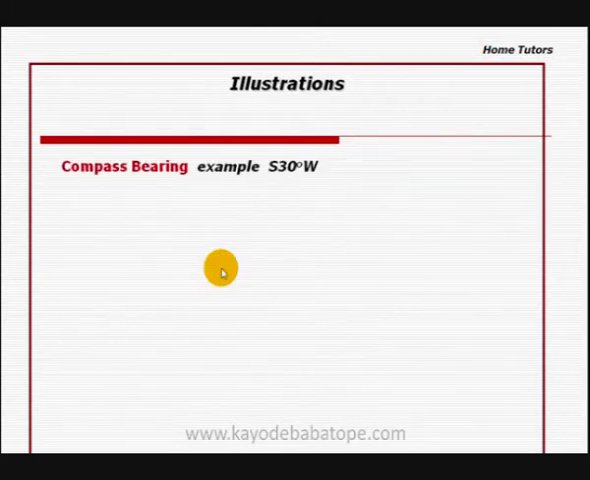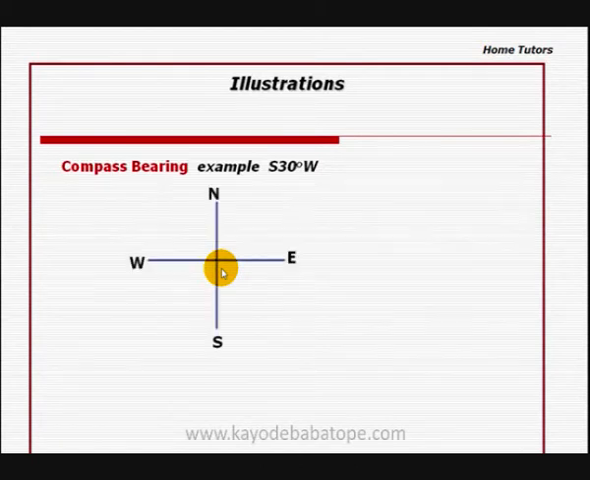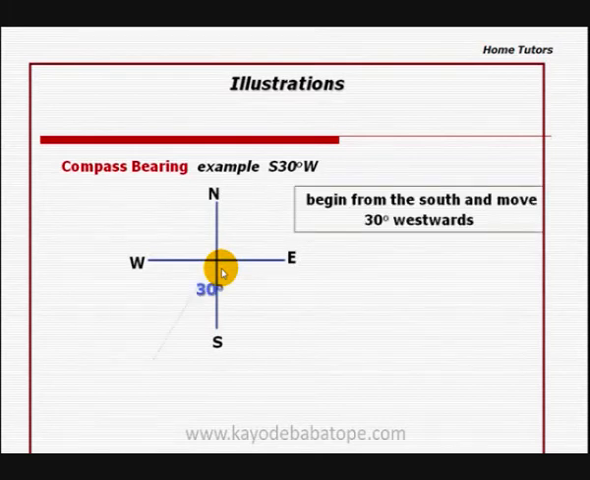Further illustrations. For example, another compass bearing is stated as south 30 degree west. And this is illustrated as beginning from south, go 30 degree to the west. That is, the compass bearing of this line is south 30 degree west. Alternatively, another way to state its compass bearing would have been to say west 60 degrees south. That will be this point. That is, beginning from the west, move 60 degrees south. I hope you understand.